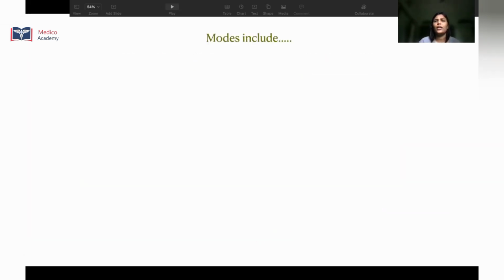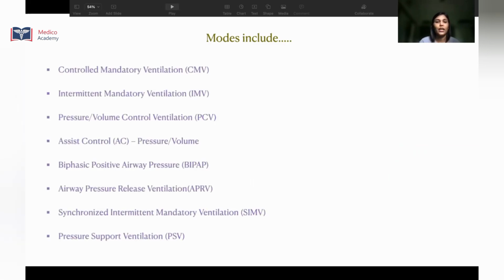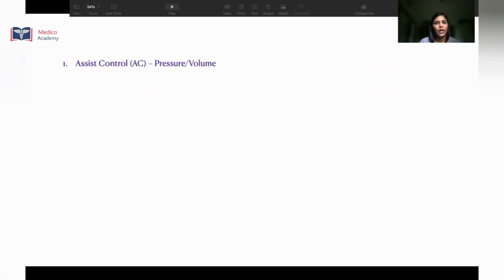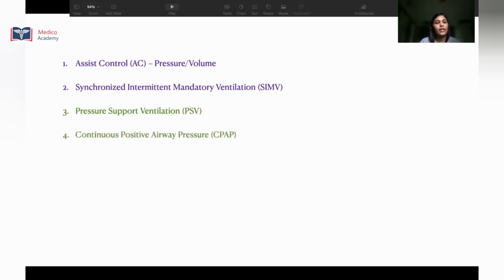So now there are different ventilators available in the world and different modes in each ventilator. There's a huge list of modes available. So as postgraduate students, you need to have an idea about the basic modes of mechanical ventilation, such as assist control. It can be pressure targeted or volume targeted assist control, SIMV or synchronized intermittent mandatory ventilation, pressure support ventilation, and CPAP or continuous positive airway pressure.